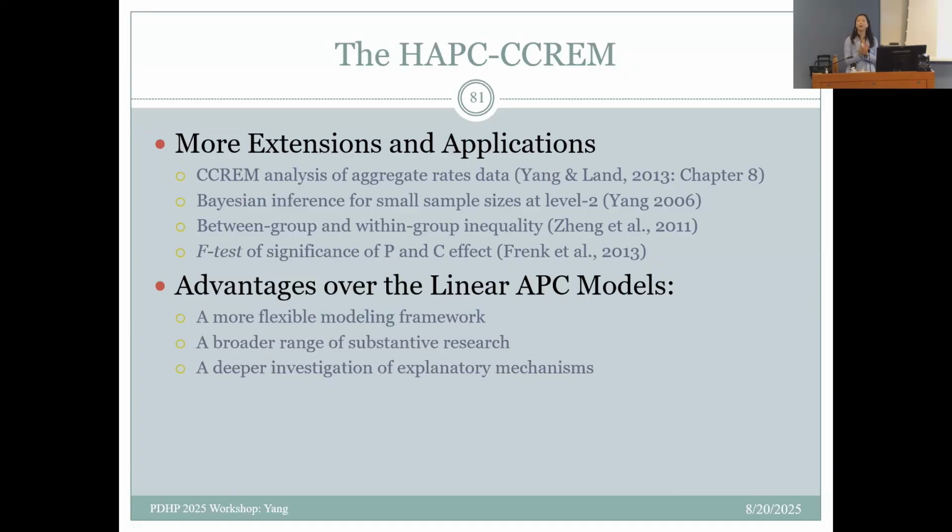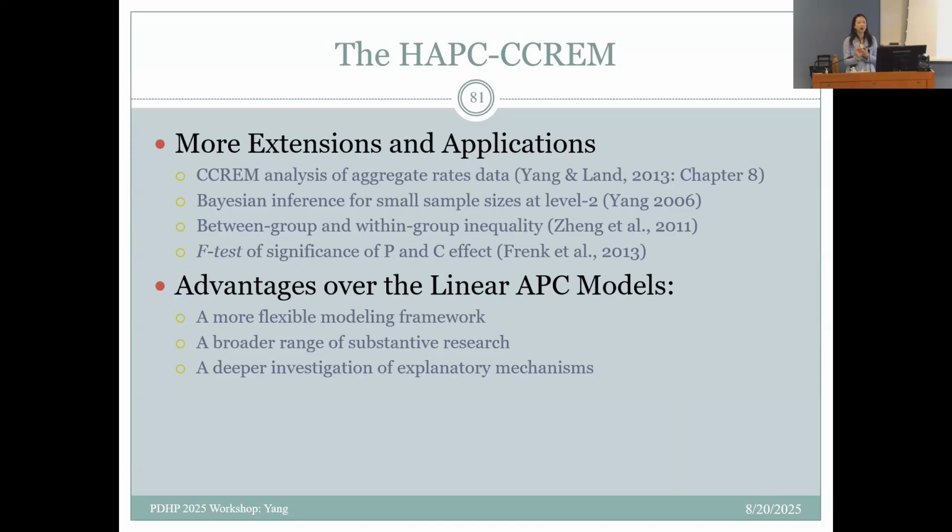I will just wrap up with some general comments about where we are. So we talked about linear models, and this is the mixed model. Why do we consider this the second one? There are a number of advantages that I hope I've made a bit clear through today's examples that they have over the linear APC models.